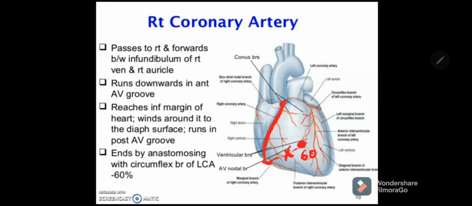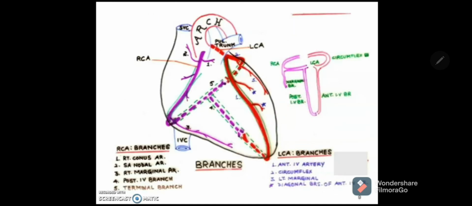In 60% of cases it is like that, whereas in 10% of the cases it may end here only at the inferior border, and in 20% of cases it may anastomose between the inferior border and the crux, and in some 10% it goes to the full length of the posterior AV groove. That is the variation in the termination.